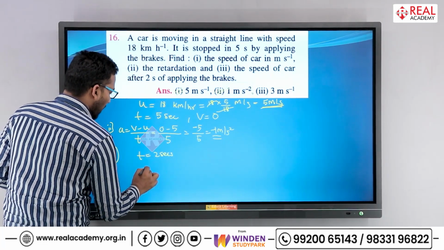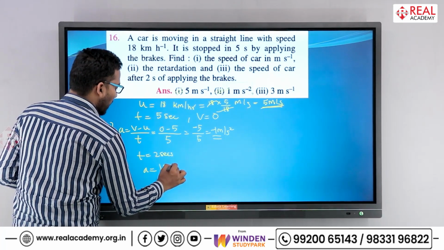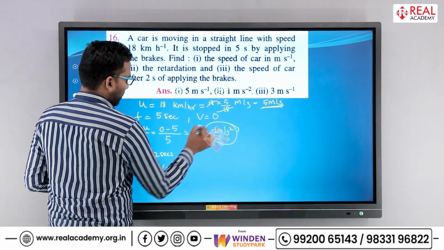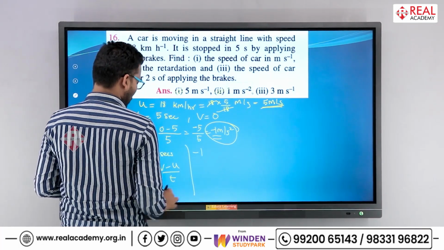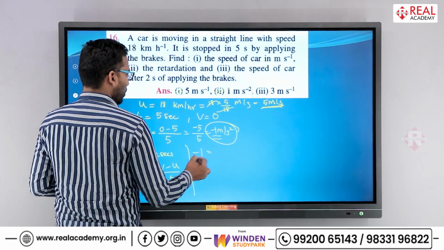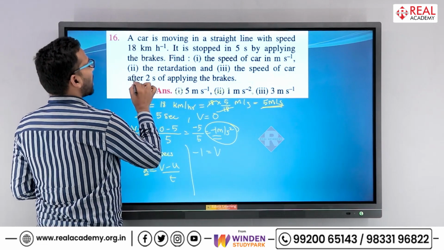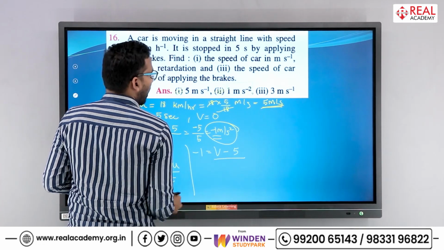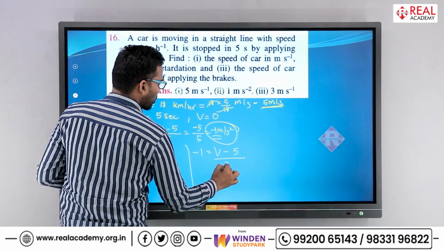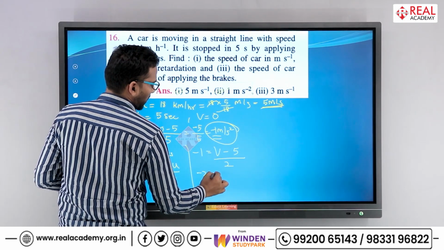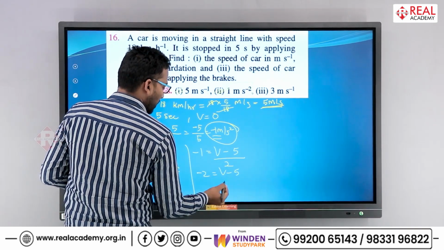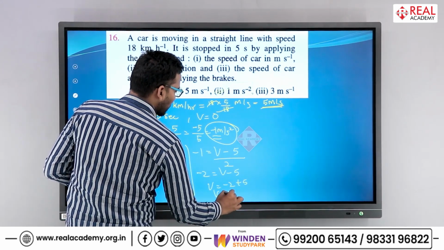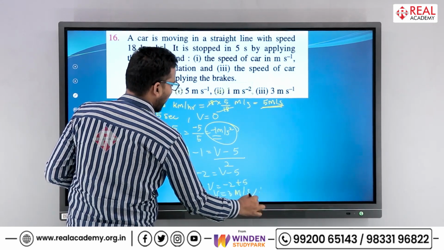So you can take this formula as A is equal to V minus U by T, right? But this A is nothing but your retardation. So if I put this value as minus 1 is equal to V, which I need to find, the speed of the car after 2 seconds, that is the final velocity, and the initial velocity is given as 5, upon the time they have mentioned, 2 seconds. So minus 2, that is V minus 5. So V is equal to minus 2 plus 5, 5 minus 2 is 3 meter per second, which is the required answer.